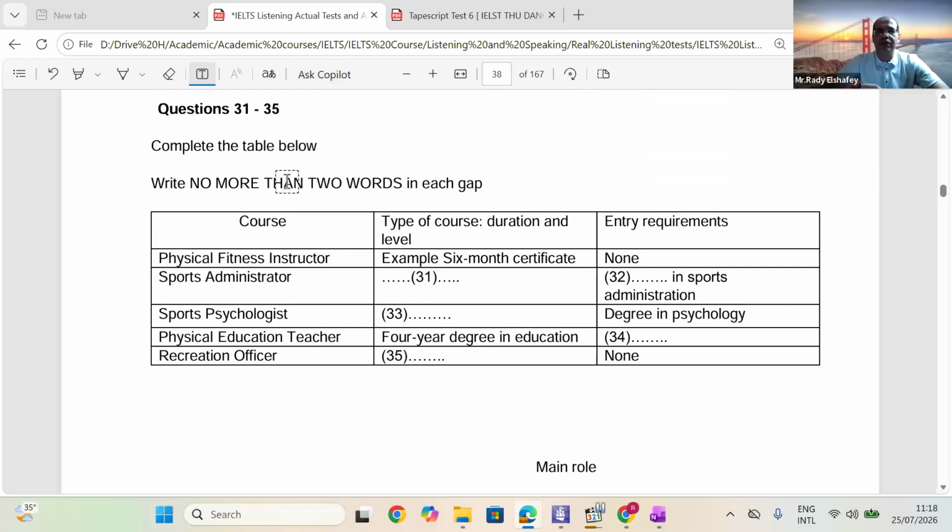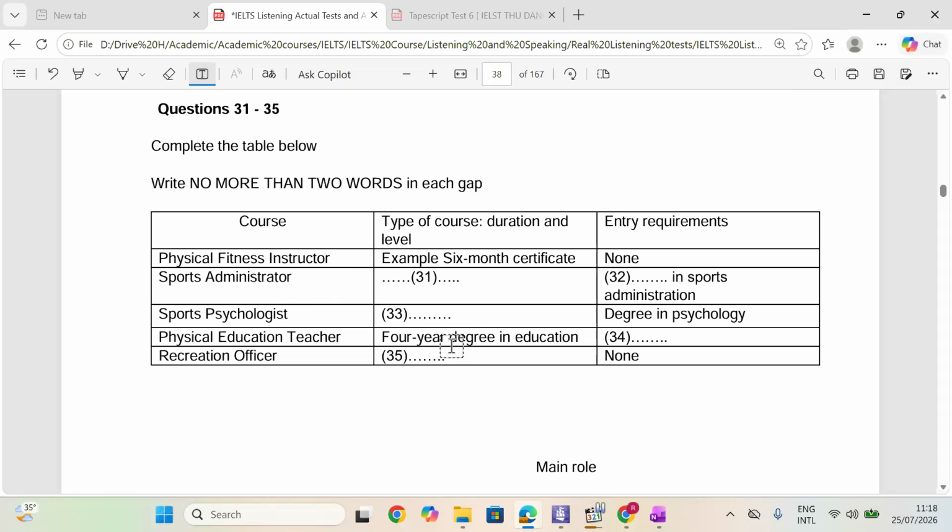For 31, write no more than 2 words in each group. Here, you can read no more than 2 words. Let's have a look at the first part of the table here. What is it about? What is this table about? Can someone explain for me?